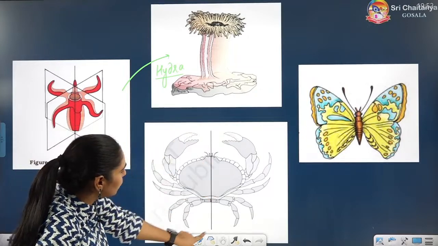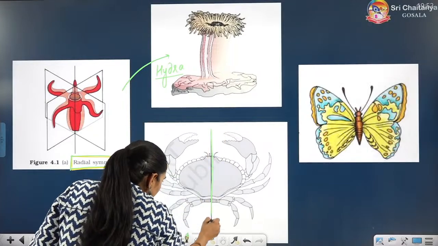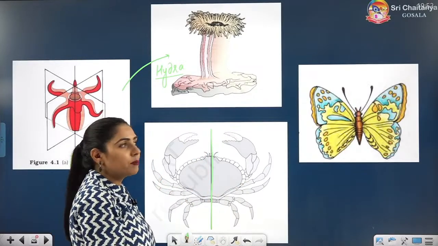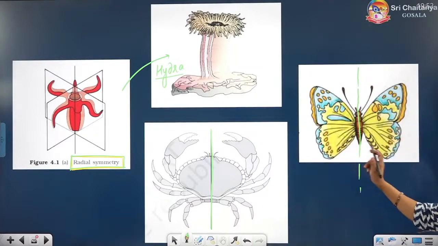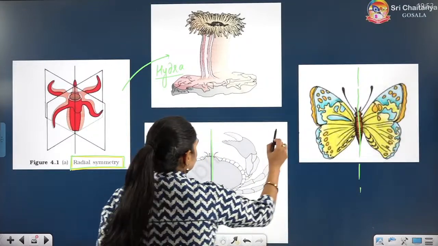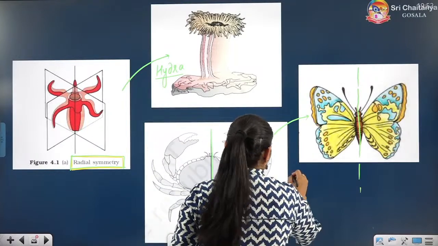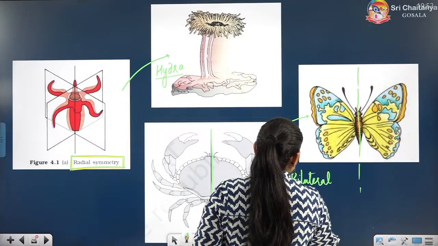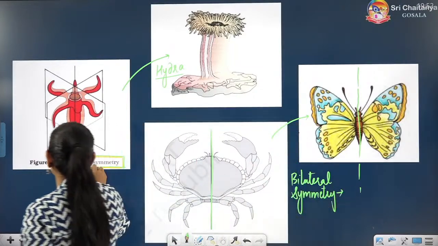If you look at this figure, there is only one plane shown. Can you see this one plane passing through the middle of the body? This is the only plane which can divide the body into two equal parts. Similarly, here also only one plane can divide the body into two equal parts. So this symmetry is known as bilateral symmetry. So here I can write bilateral symmetry. One more thing I can tell you about bilateral symmetry and radial symmetry.